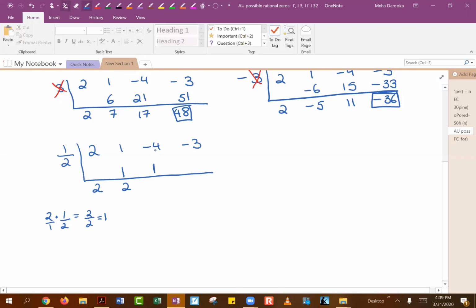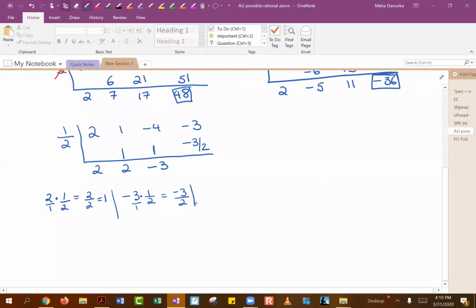Then you're adding -4 with 1, which will give you -3. So now we are multiplying -3 with the 1/2. Again, if it helps, write it as a fraction, -3 over 1. So this will end up giving you -3 over 2. And this will not reduce. Do not convert these into decimals. Leave it as -3/2 and bring it up here.